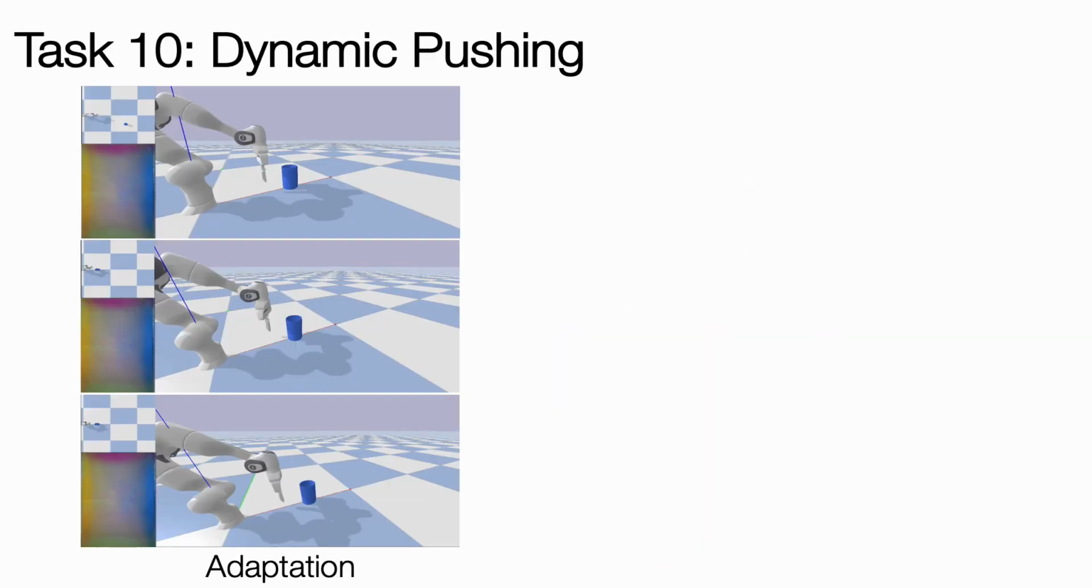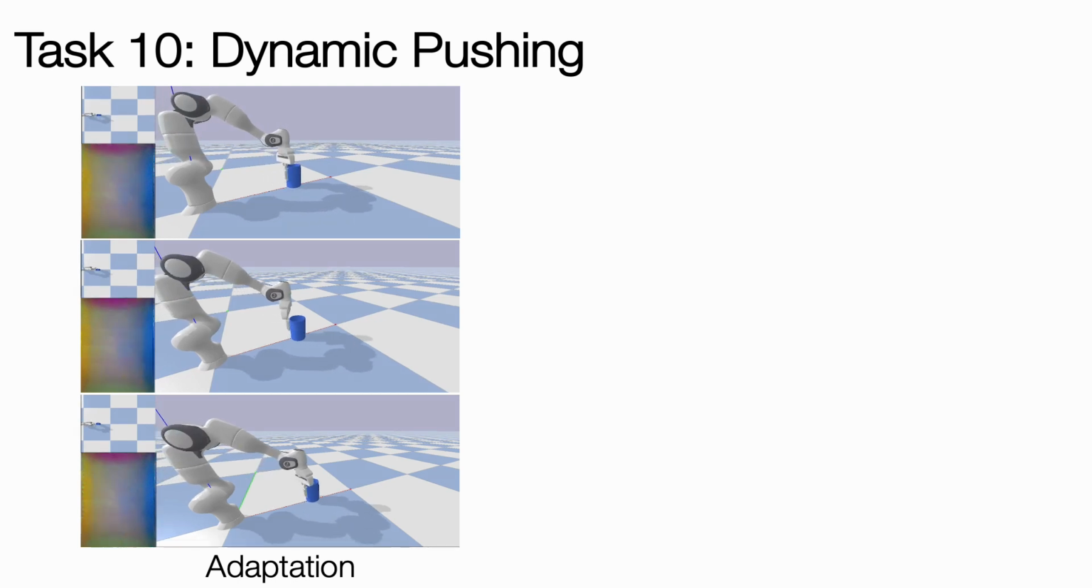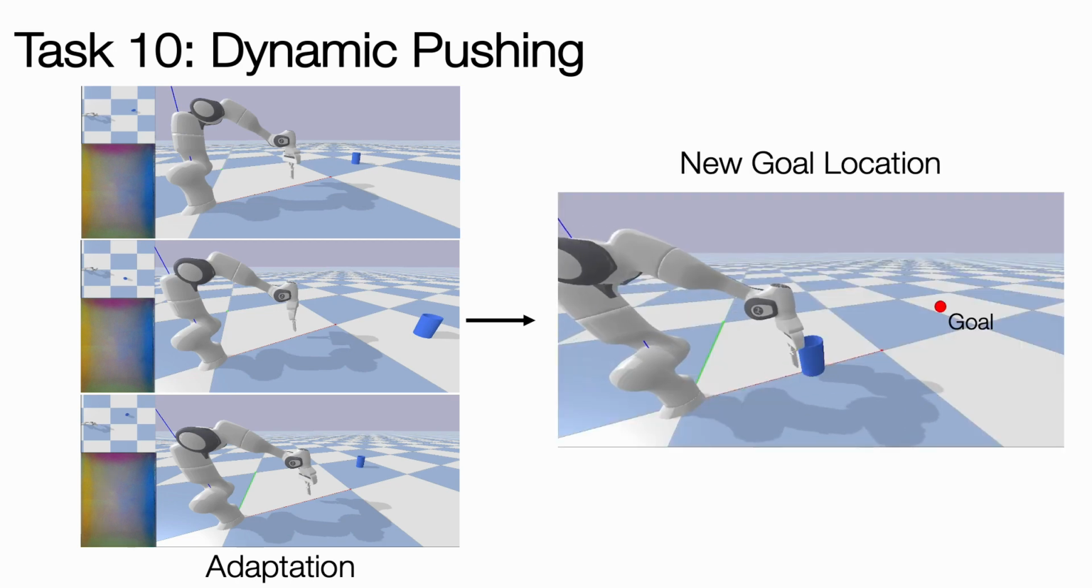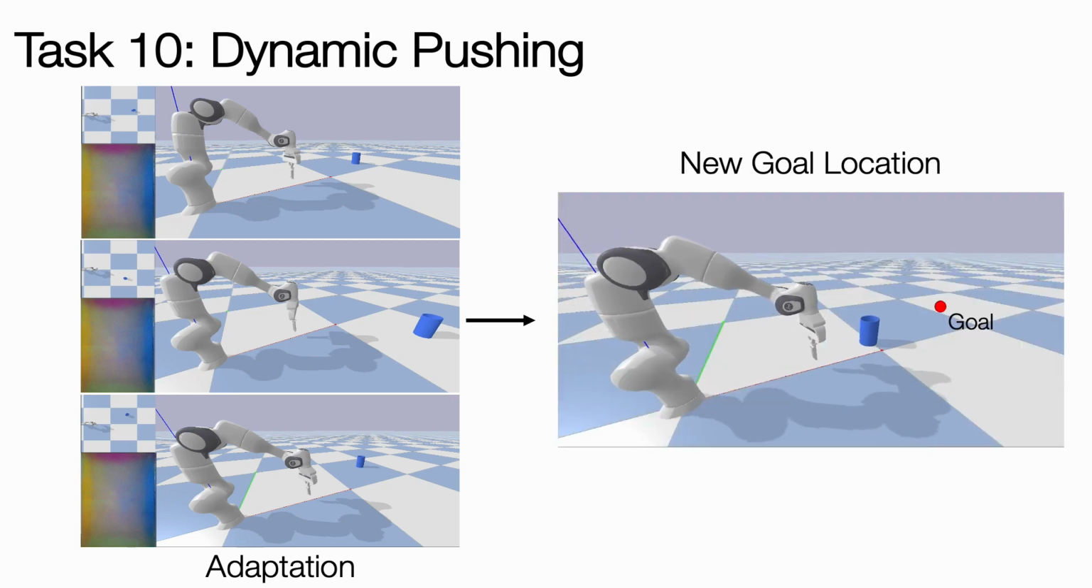The last task in our benchmark suite is dynamic pushing. Given example trajectories of pushing different objects together with their corresponding visual and tactile observations, the goal of this task is to learn a forward dynamics model that can quickly adapt to new objects with a few contextual examples as shown on the left. With the learned dynamics model, the robot is then tasked to push the object to a new goal location as shown on the right.